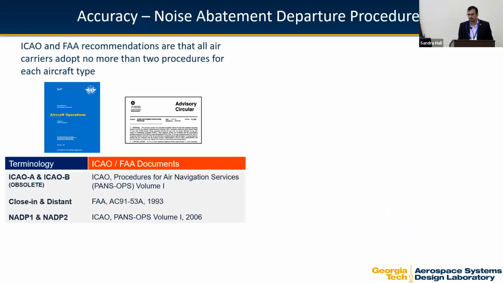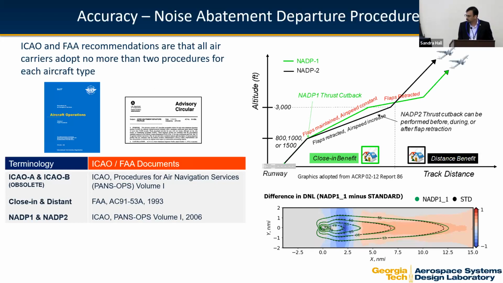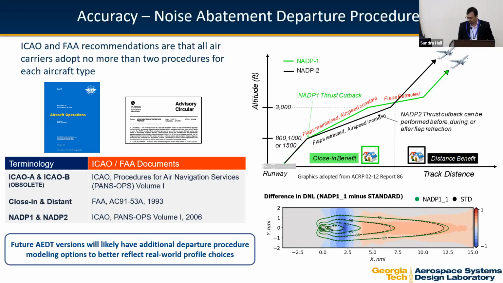What we're currently working on for the APM are noise abatement departure procedures. So the regulations right now are that no more than 2 procedures be developed. Sometimes in a severely constrained case, there might be more than that. But ADT doesn't give you the option of modeling all of those. So if you look at the chart on the bottom right, we have quantified the differences in the DNL noise metric. We're looking at NADP 1 profile versus a standard profile in ADT. And as you can see, it can have quite a bit of difference on the noise contours. And we might see that being implemented in a future ADT version, as it's still currently underway.